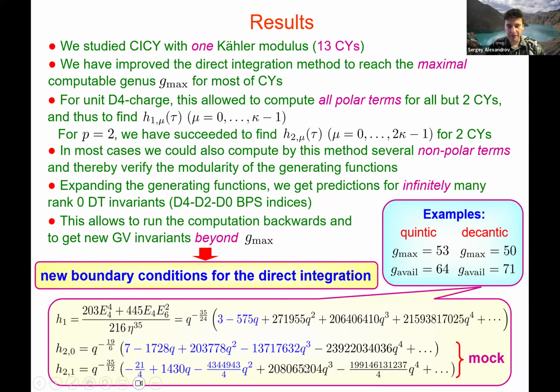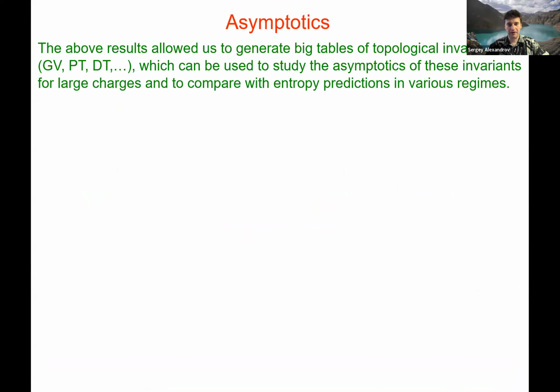Okay, so I think I still have 10 minutes, so if there are no more questions about this, maybe I can present results of an ongoing work about asymptotics of all these topological invariants. The point of our work is that we were able to compute many BPS indices, many topological invariants of Calabi-Yau manifolds like GV, PT, DT invariants, and so we generated big tables of these topological invariants.